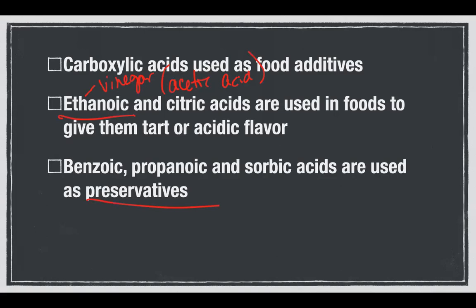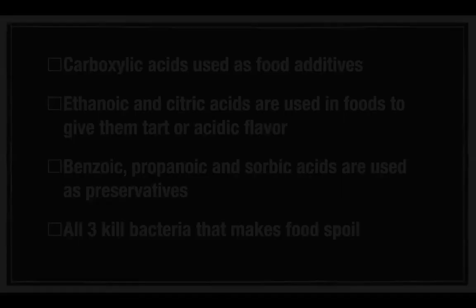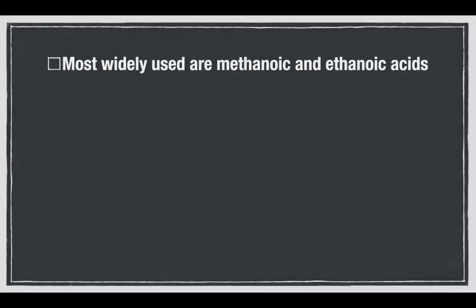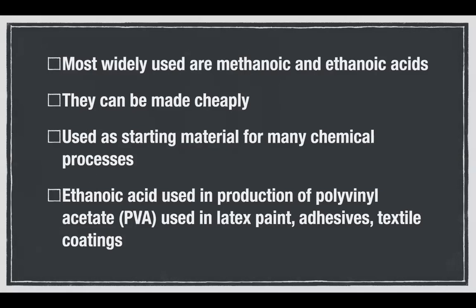So like when you go to 7-Eleven and you want to buy a sandwich and it can sit there for like weeks and not get moldy, those are preservatives. All 3 of those acids kill bacteria that make your food spoil, and so it makes the food last longer on the shelf. The most widely used carboxylic acids are methanoic and ethanoic. They can be made cheaply. They're also used as starting materials for many chemical processes.